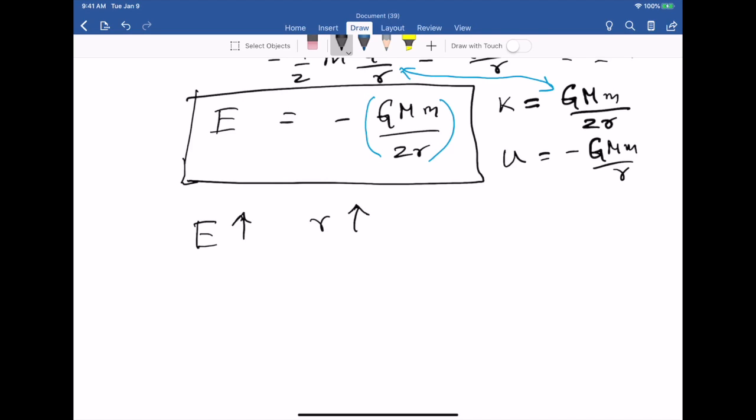Okay, what do you think would happen to the velocity of the satellite? So the velocity is what determines the kinetic energy of the satellite. So look at the formula for kinetic energy. If the radius is going up, as we just established, what happens to the kinetic energy? The kinetic energy will go down because the kinetic energy has the radius in its denominator. So if the radius goes up, the kinetic energy and the velocity will go down.